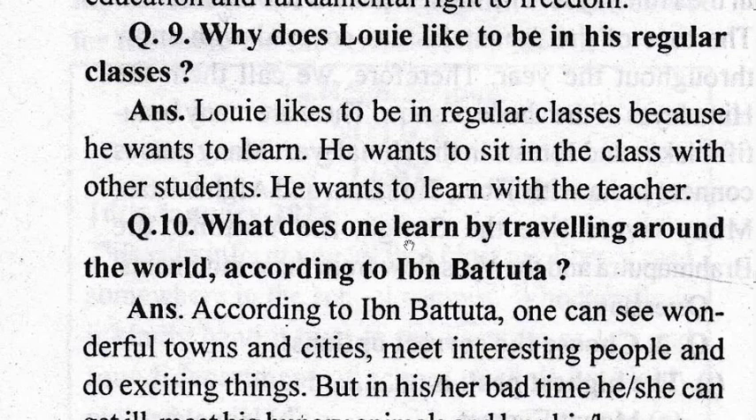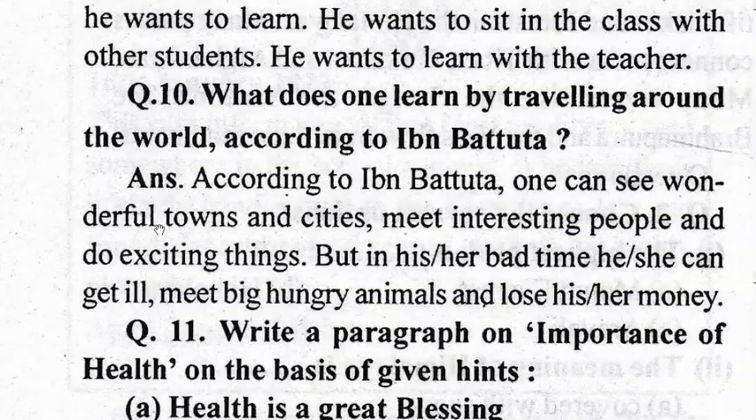Question number 10. What does one learn by traveling around the world according to Ibn Battuta? Answer. According to Ibn Battuta, one can see wonderful towns and cities, meet interesting people and do exciting things, but at a bad time he or she can get ill, meet big hungry animals and lose his or her money.